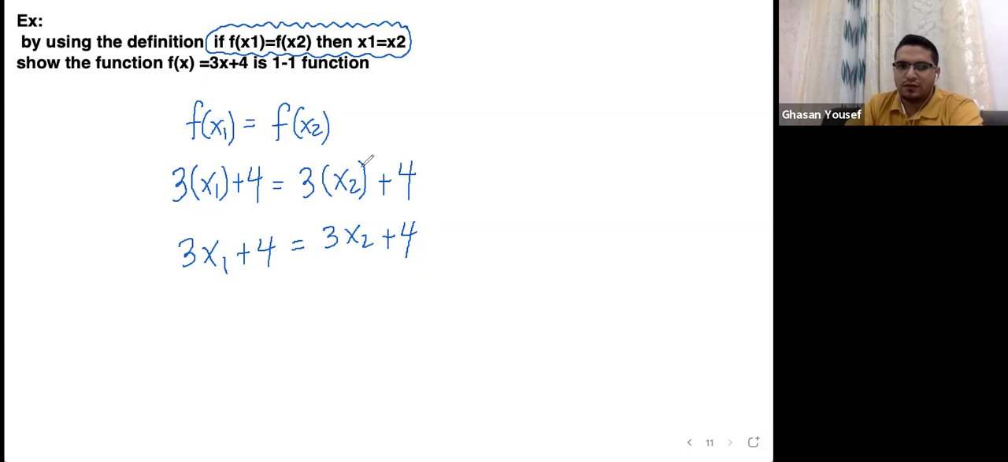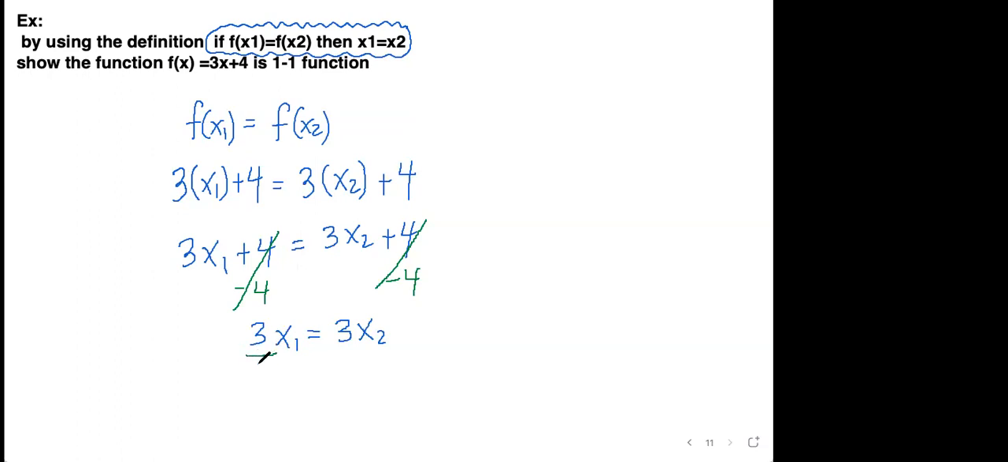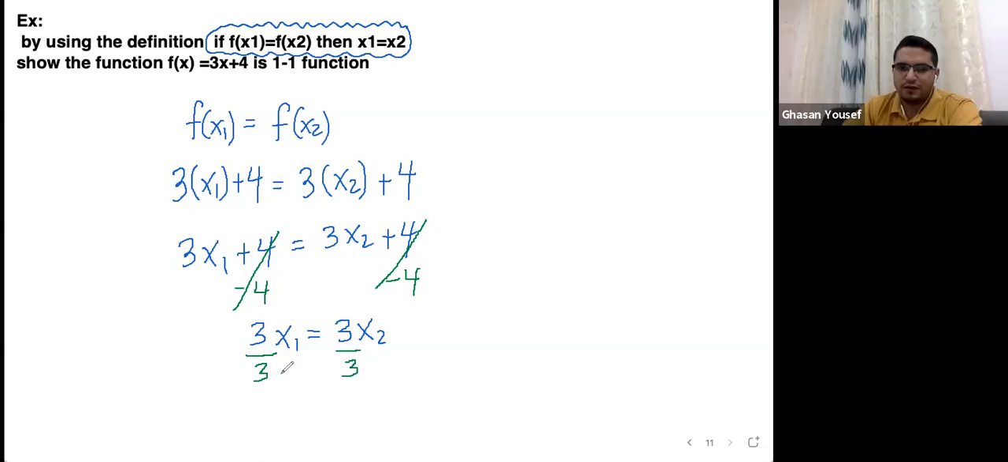We can cancel the 4 with the 4 by subtracting 4 from both sides. Now I get 3x1 equal 3x2. How can we cancel the 3 from both sides? Divide by 3 on both sides. So this cancels out, this cancels out, I get 1. So I get x1 equal x2.